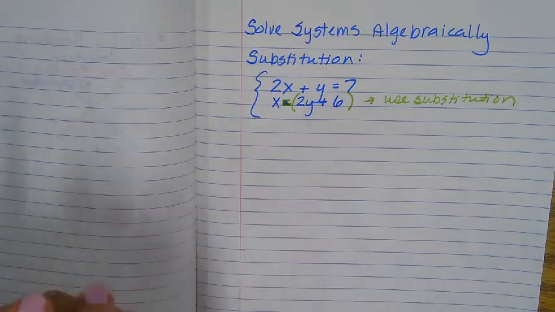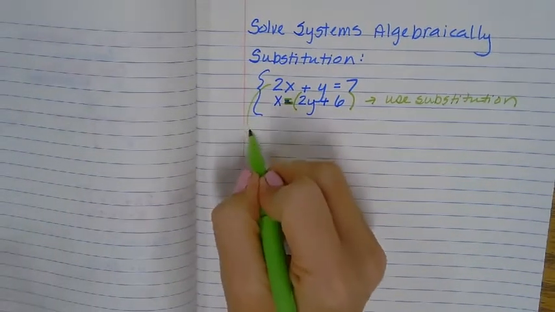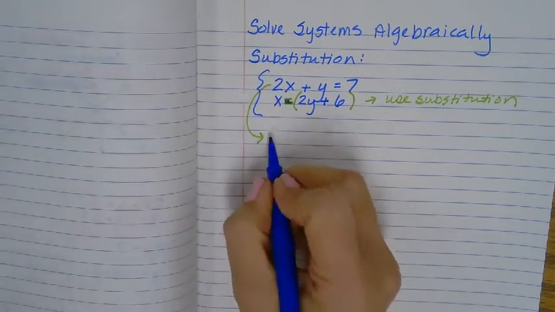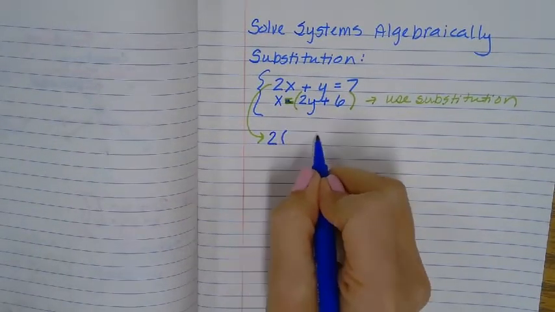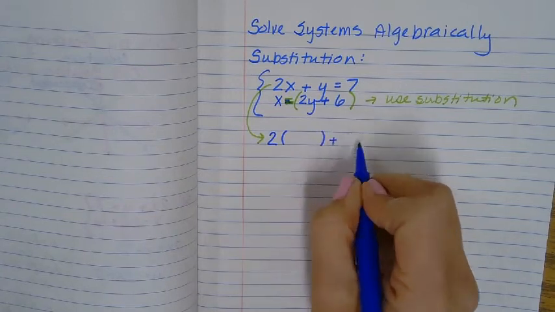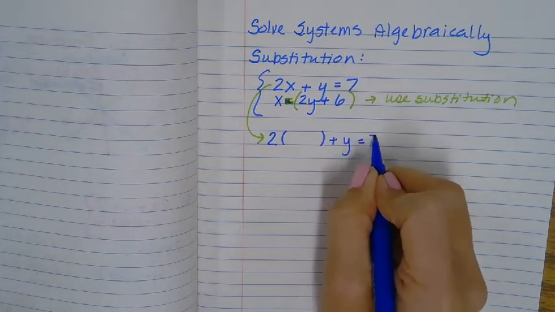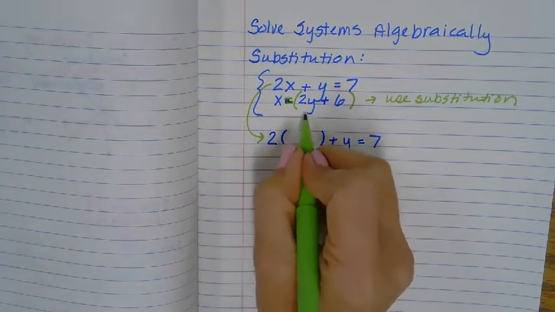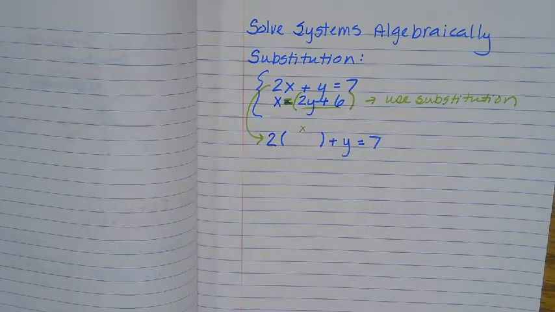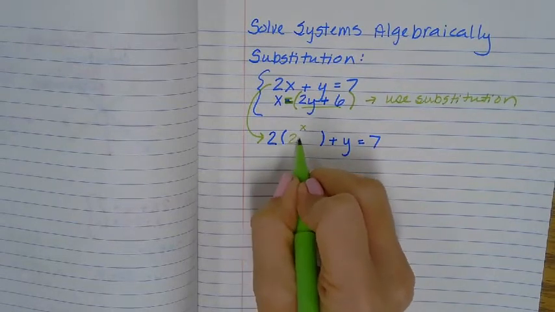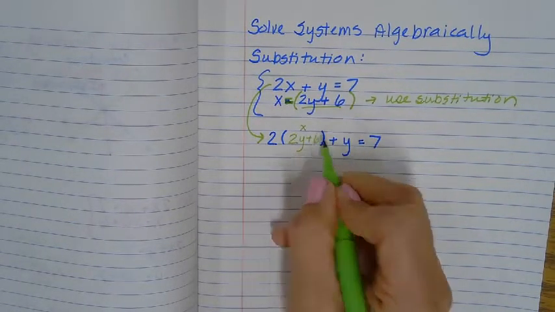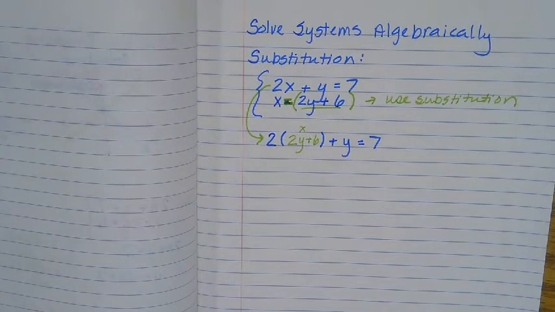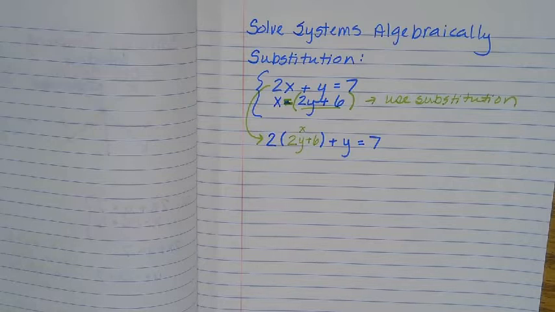So we're going to take our first equation and I'm going to rewrite it down here. But instead of the x, I'm going to put a parenthesis. Because where that x is, I'm going to put in what my second equation says that x is equal to. So I'm going to put in 2y plus 6. Okay. Now we have an equation with just y in it.